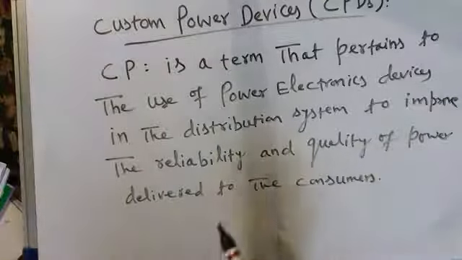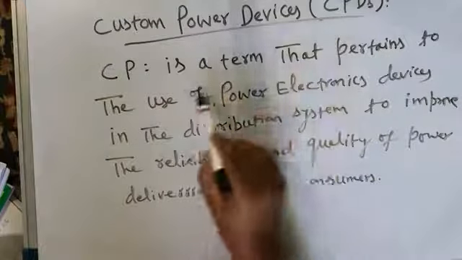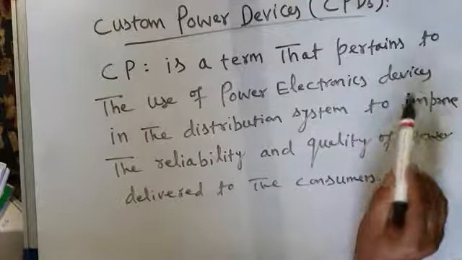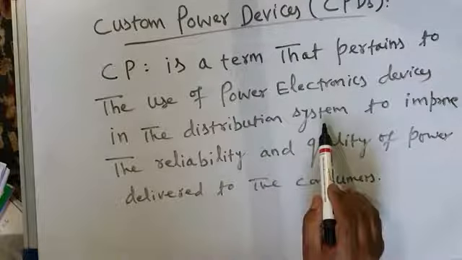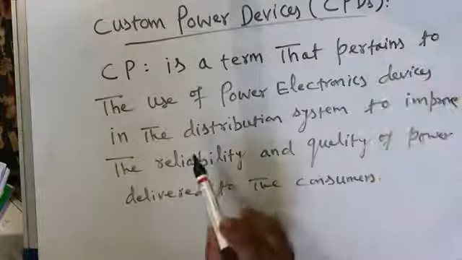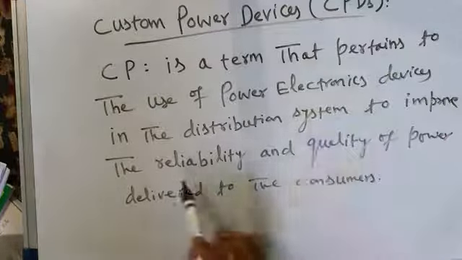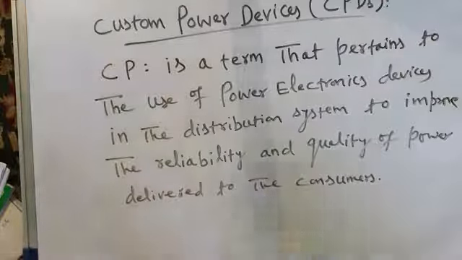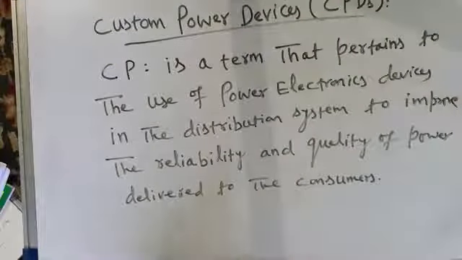So it's a term that pertains to the use of power electronic devices or power electronic converters in the distribution system. Why do we use these power electronic devices in the distribution system? To improve the reliability and quality of power which is being delivered to the consumers or to the customers.